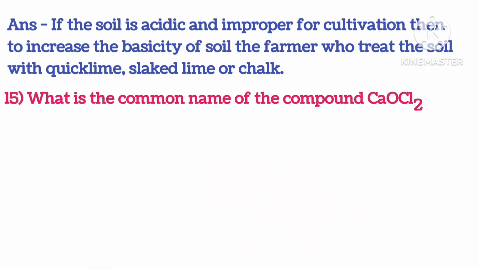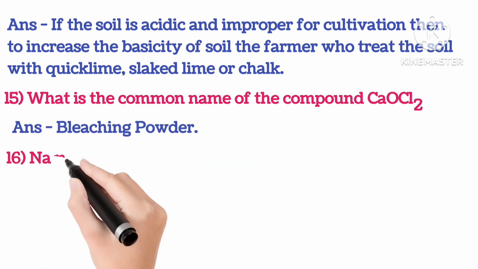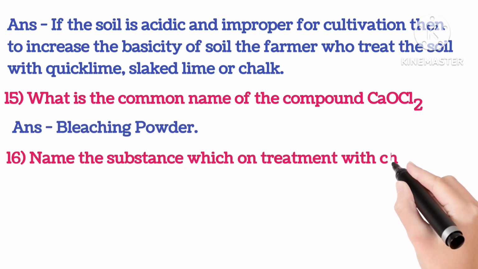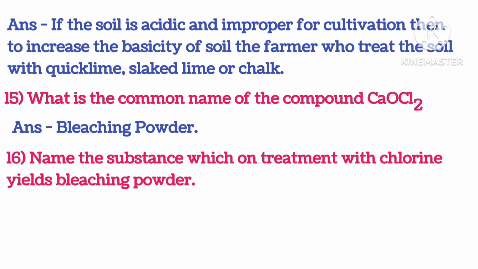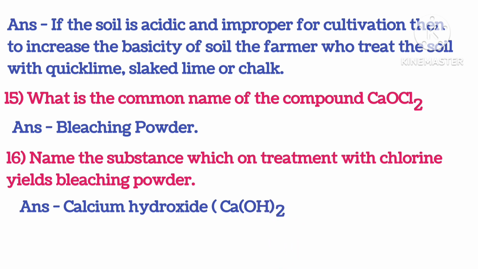15. What is the common name of the compound CaOCl2? Answer is bleaching powder. 16. Name the substance which on treatment with chlorine yields bleaching powder. Answer is calcium hydroxide. You can see the reaction here.